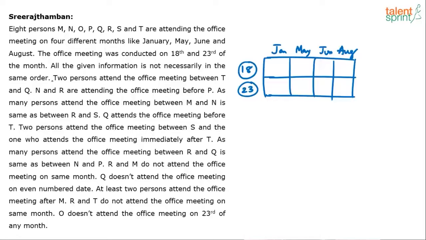Now look at the points. The first clue. 2 persons attend the office meeting between T and Q. So wherever T is there, we have 2 persons between T and Q, right? So if I have to note it pictorially, it will be like T, 2 persons between them and Q. Now it can be T dash dash Q or Q dash dash T. For example, if T is here, it can be dash dash Q, or Q can be here dash dash T, right? This is 1, this is 2, and then this is T. Okay, so just make a note of that.